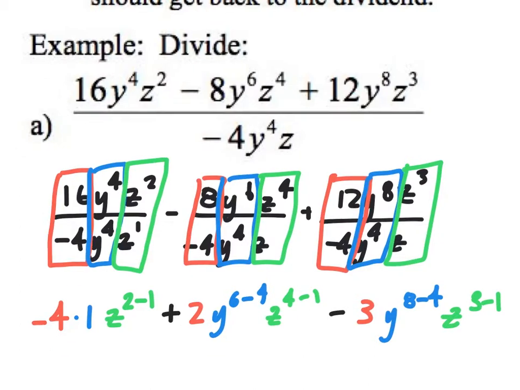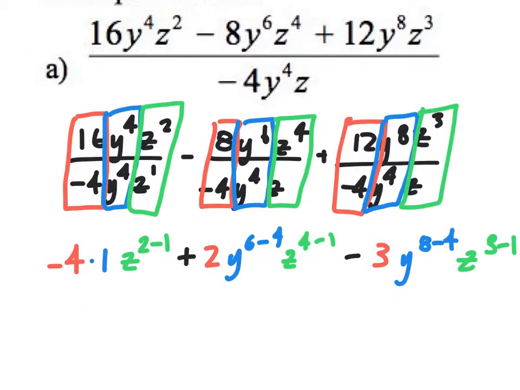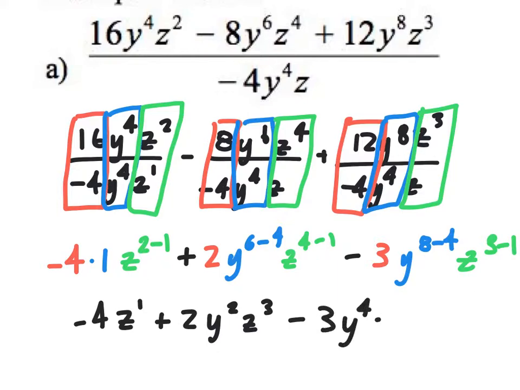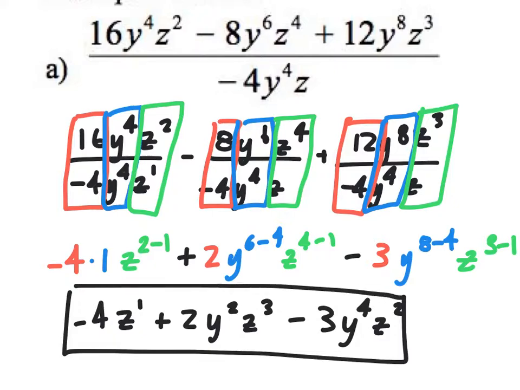All right, so if we simplify this, it gives us a nice easy number. So I'm going to get negative 4z to the first power plus 2 times y squared z cubed. I'm just doing these operations here. And then minus 3y to the 4th z squared. Okay? And that's it. All right, and that's my answer.